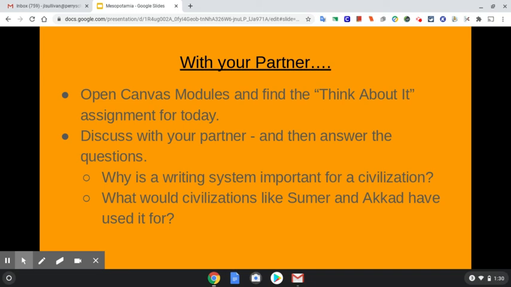So there are two questions to answer. Why is a writing system important for a civilization? Why would that be better than the pictographs that ancient peoples used to have? And then, what would civilizations like Sumer and Akkad have used it for? Brainstorm those with your partner and then complete the assignment for today. We'll continue talking about this as we go.